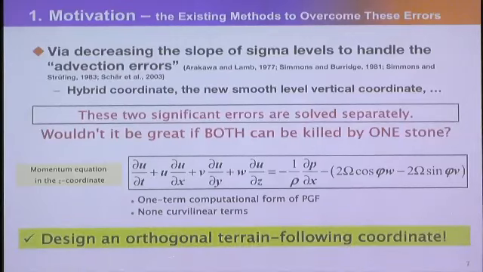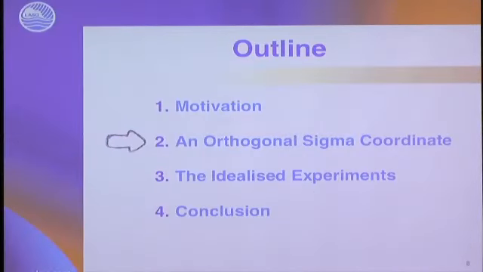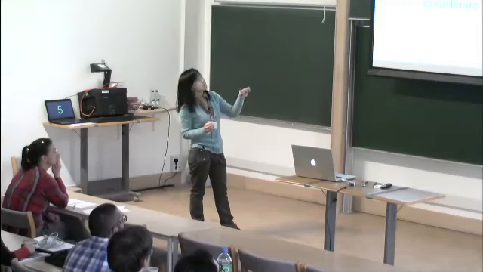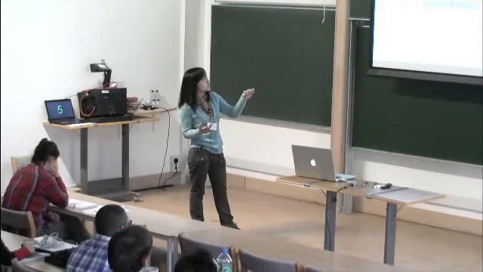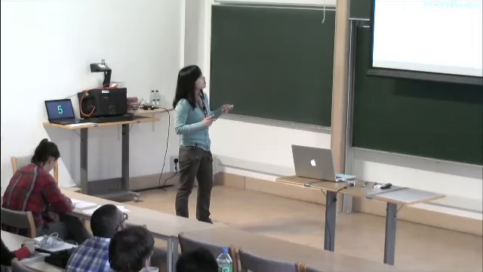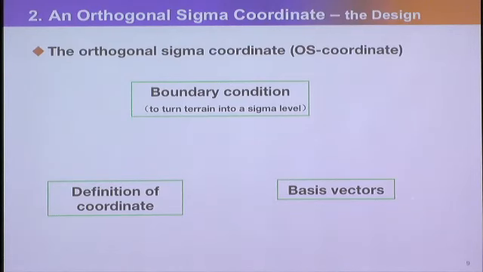So we design an orthogonal terrain following coordinate. And in the design, we consider the advection errors. So we can find this stone. Well, we're going to introduce the orthogonal sigma coordinate. First, how to do this. In the design of a terrain following coordinate, there are three key aspects. First one is the boundary condition. All we have to do is to turn the terrain into a sigma level. And the other two are the definition of the coordinate and the basis vectors.